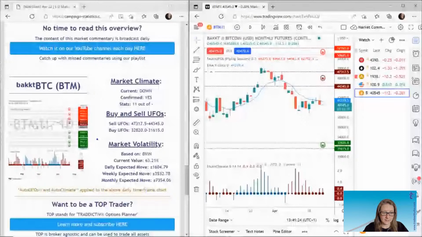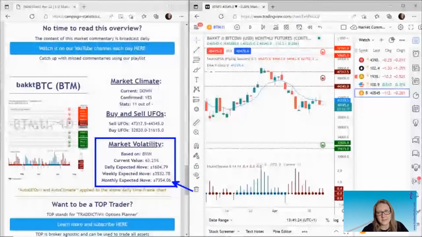In terms of volatility, yearly movement of 63.21%. So in a day, up or down by more or less 1,600 points. In a week, up or down of more or less 3,500 points. And in a month, up or down of more or less 7,300 points, up or down.